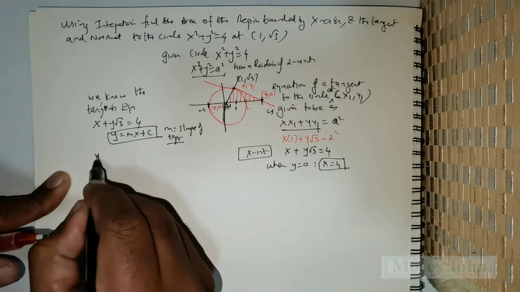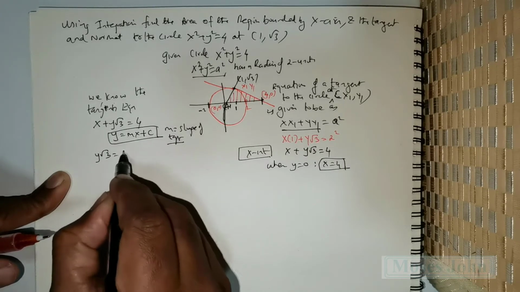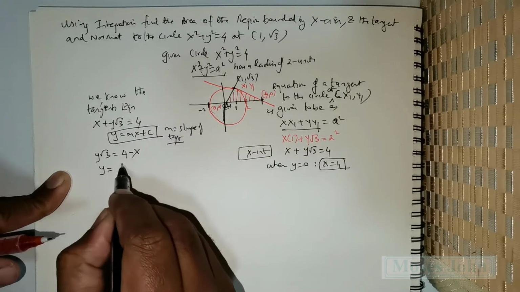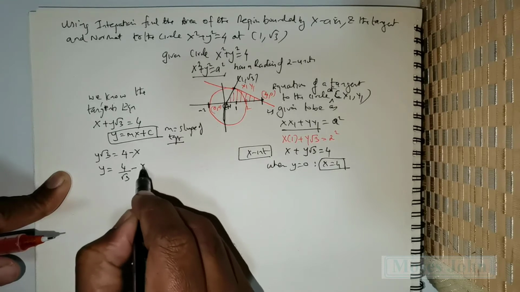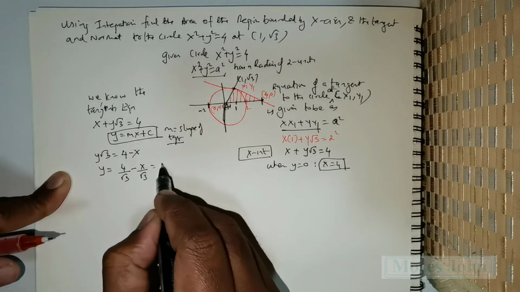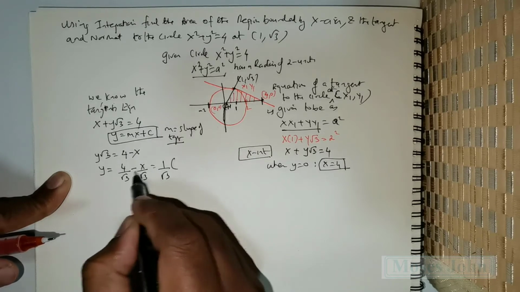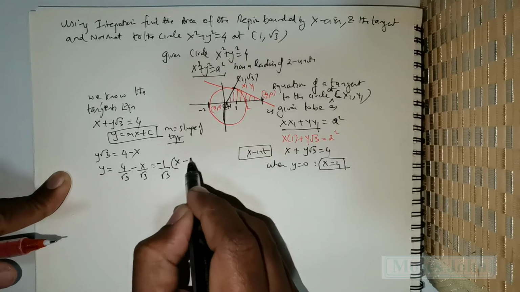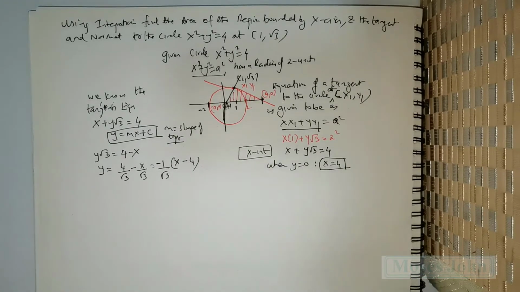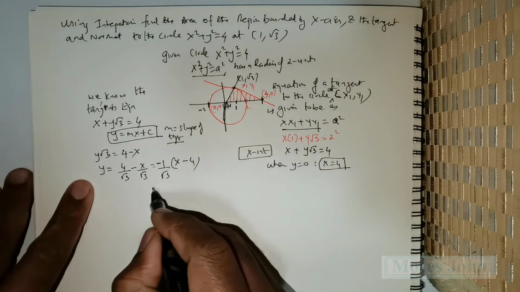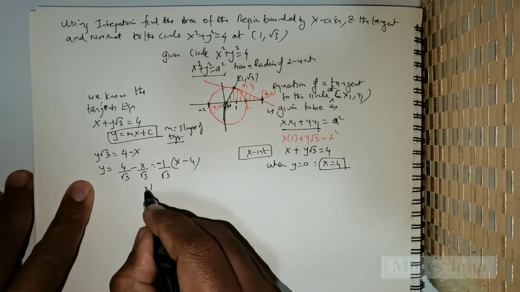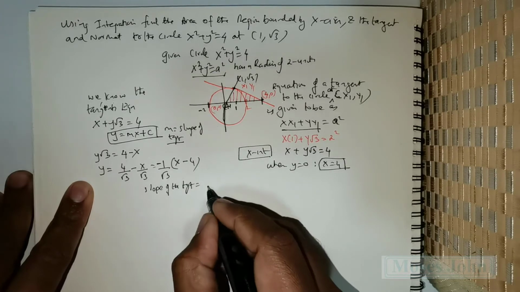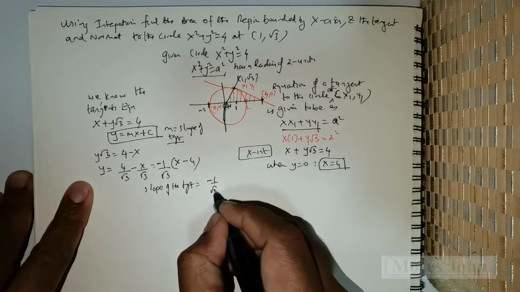So let me write it down like that. y times root 3 is equal to 4 minus x. So from here, y is equal to 4 divided by root 3 minus x divided by root 3. This is nothing but 1 over root 3. I want to take the negative sign out, so that would give me negative of 1 over root 3 times x, plus 4 over root 3. So from here I can clearly see that the slope of the tangent is negative 1 over root 3.